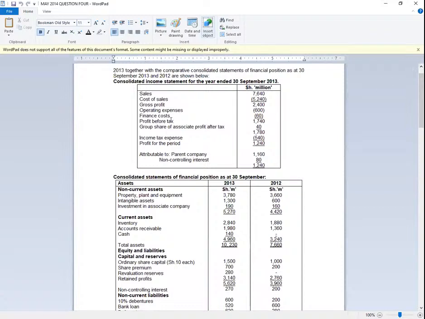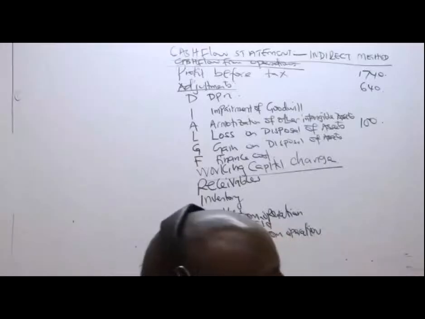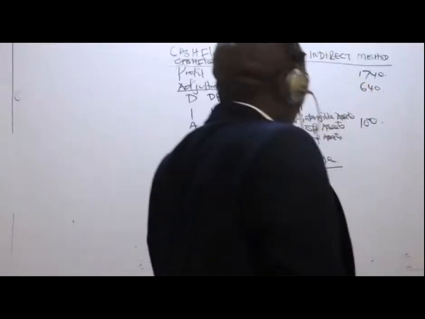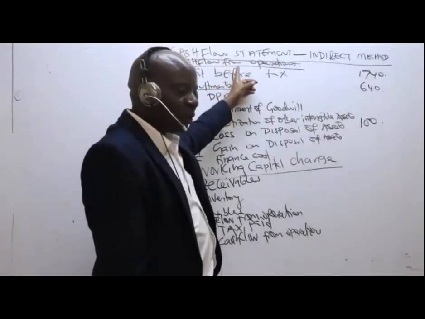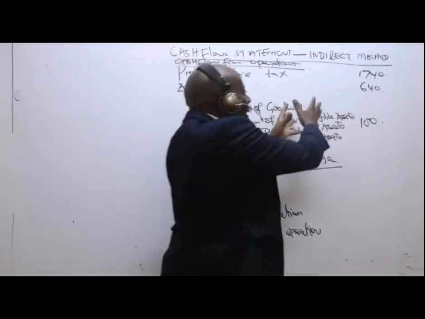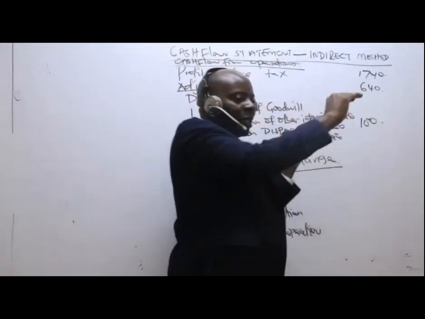Now, you can see this profit before tax is 1740, right? And how do they arrive at this profit before tax? By deducting a finance cost. I agree with you, Bruce. They should not have deducted that finance cost, because finance cost is not supposed to be under where? Under operations.